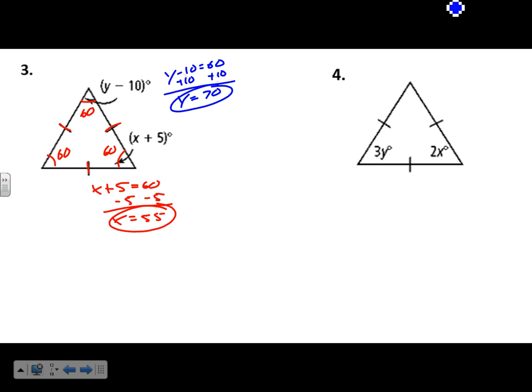Now again, there's several other ways you can do this to solve, but that's the easiest. Make sure you remember equilateral triangle, all the angles are 60 degrees. That makes it a lot easier. Same thing with this one, equilateral triangle. So every one of these is 60. Y is equal to 20. And over here, 2x is equal to 60. X is equal to 30.